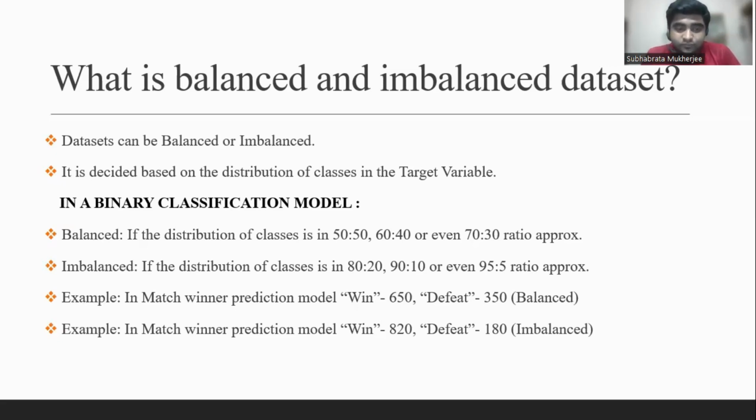As an example, if we take a match winner prediction dataset where the target variable contains 650 wins and 350 defeats, it is going to be considered a balanced one. In the same dataset, if there are 820 wins and 180 defeats, we are going to consider this dataset an imbalanced one.